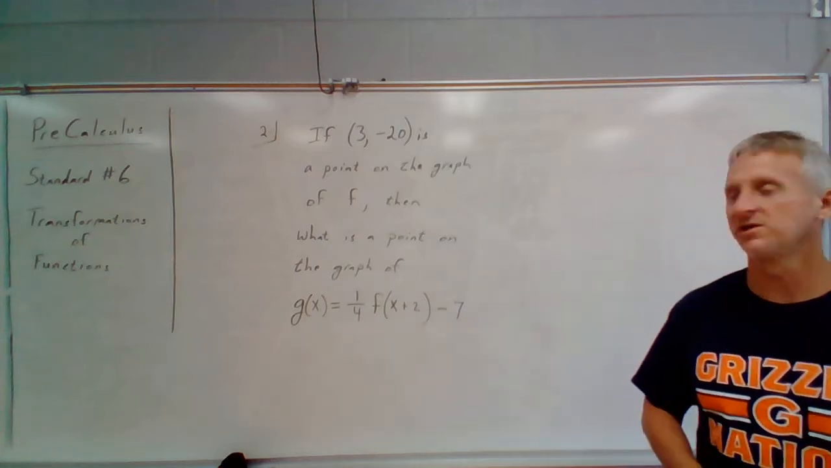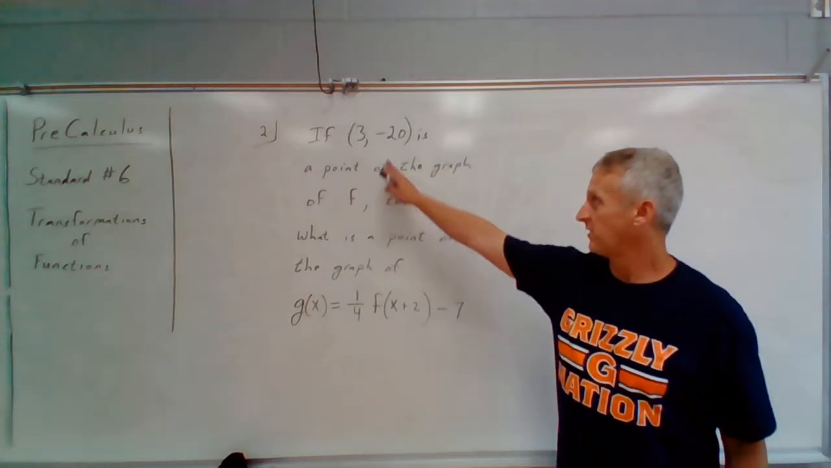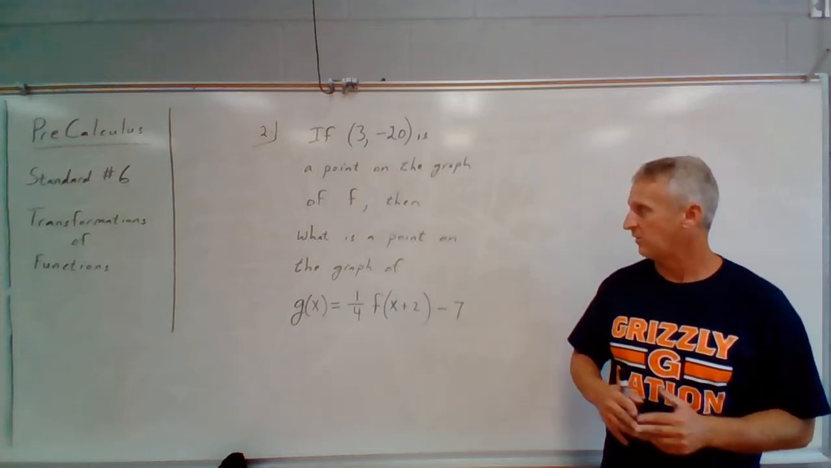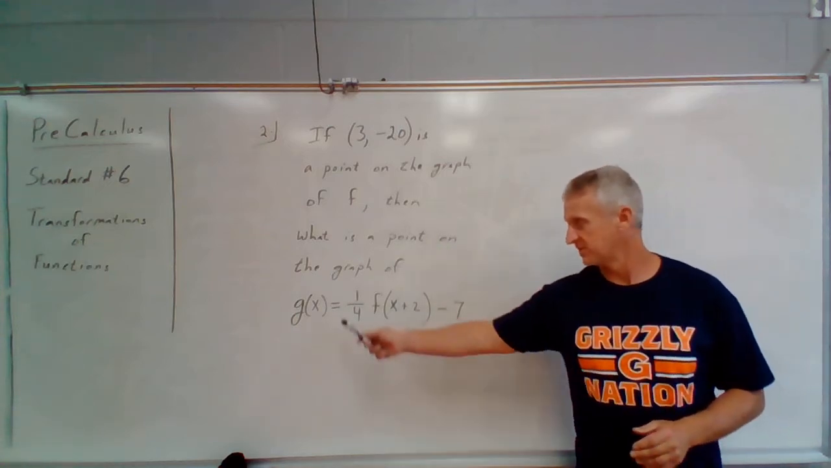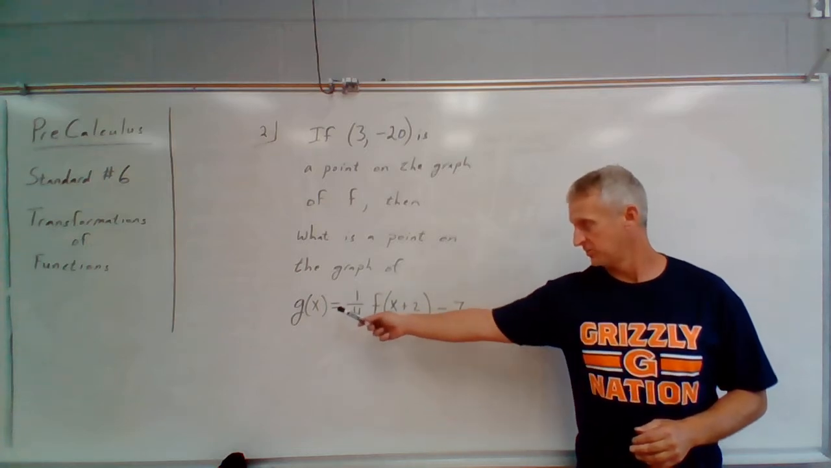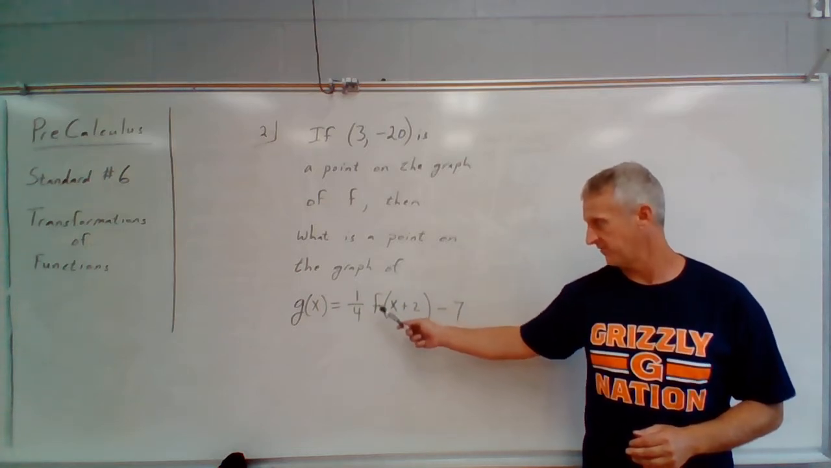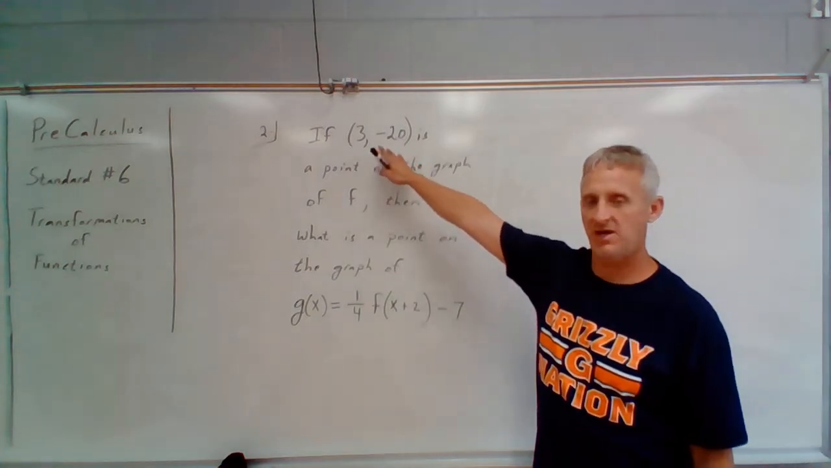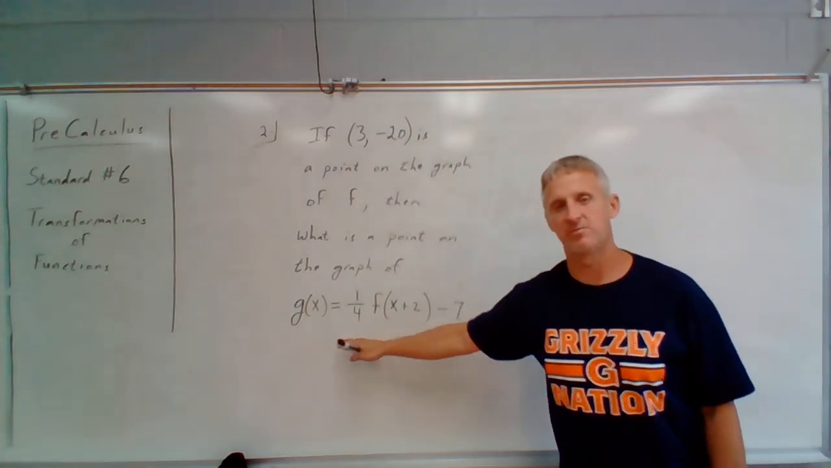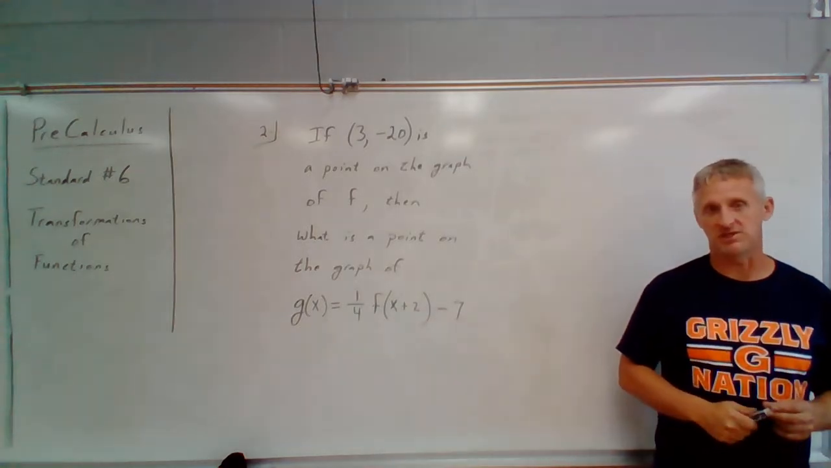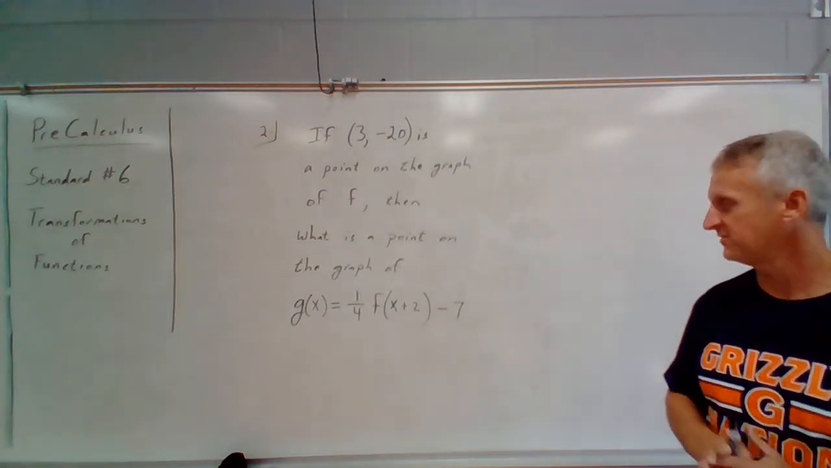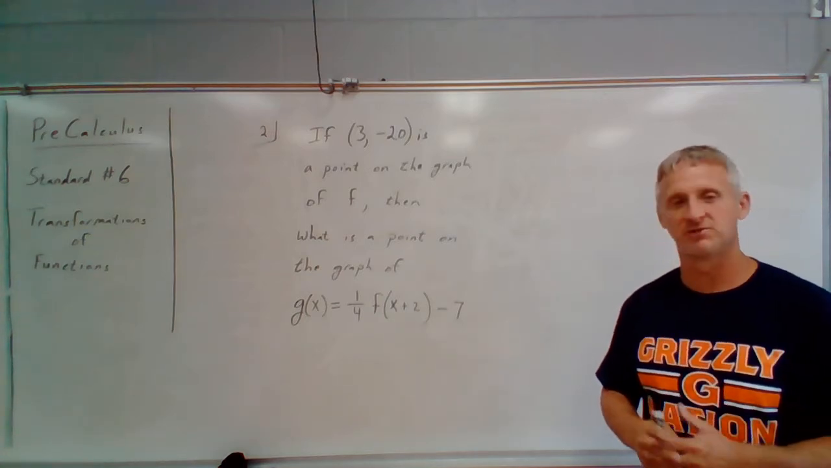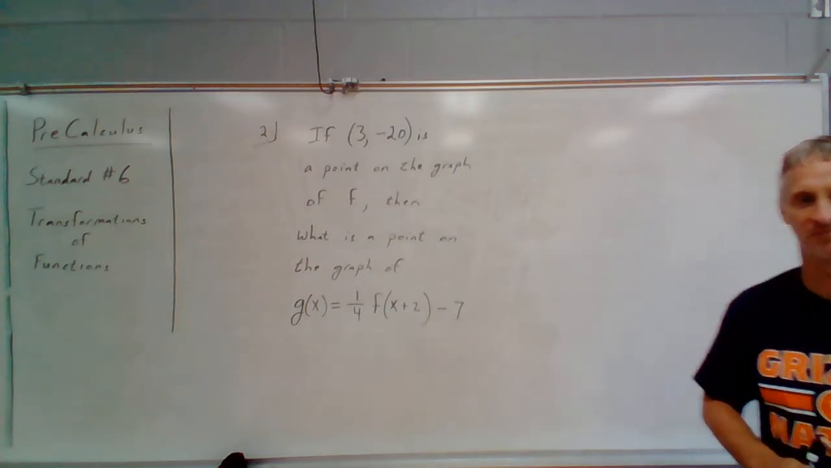All right, so here's a really fun question for you to try. If the point 3, negative 20 is on the graph of some function f, I want you to tell me what's a point on the graph of this new function g. So g of x is equal to 1/4 of f of x plus 2 minus 7. So I'm telling you a point on f. I want you to find me a point on the new function g. Okay, so pause the video, think about this, try to figure it out, and then resume the video and we will talk about the solution.